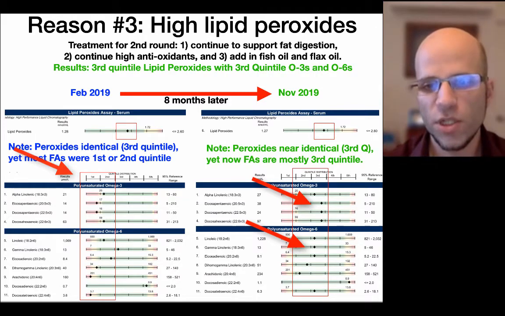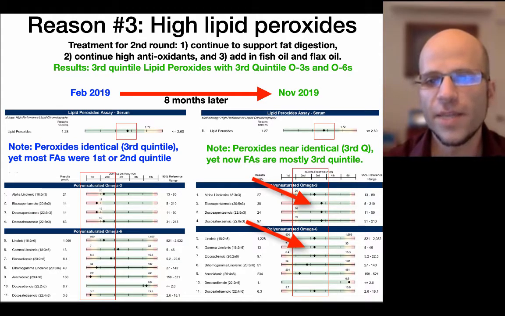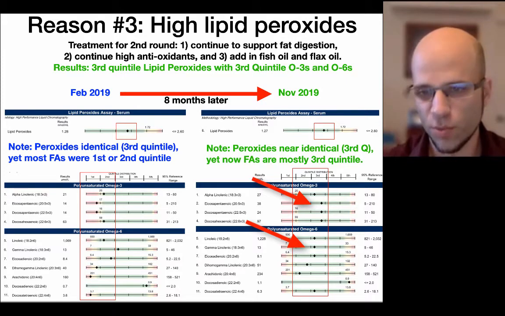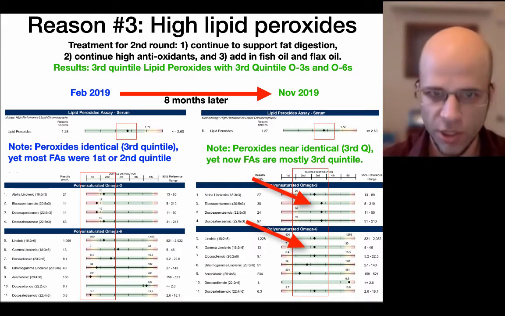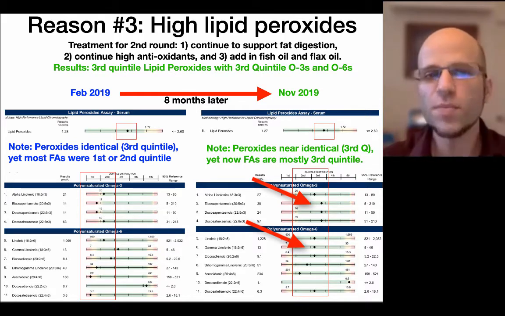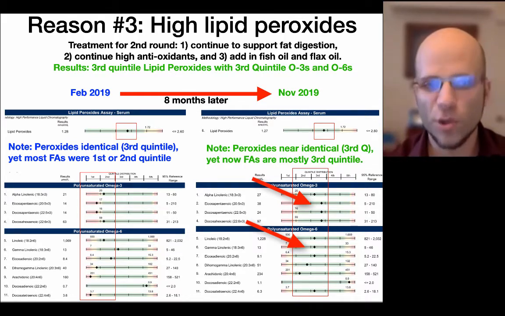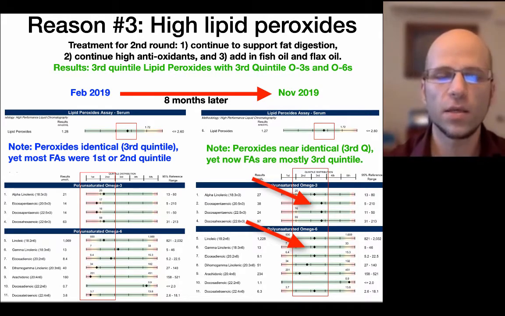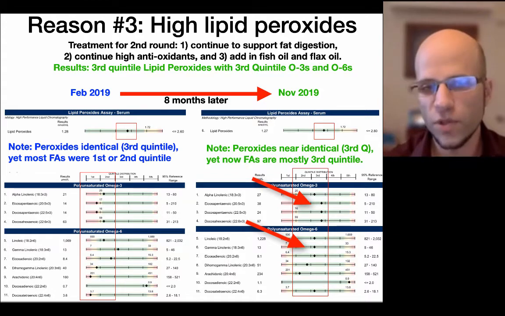We continued to improve his digestion, continued to add in fat-soluble antioxidants, and then added in the fish oil and flax oil. I couldn't imagine a better result from this particular protocol. So this is what I learned from you, Dr. Kalish. And so we have a 20-month progression here showing the improvement and highlighting really important concepts of tracking the lipid peroxides relative to the total number of fats.